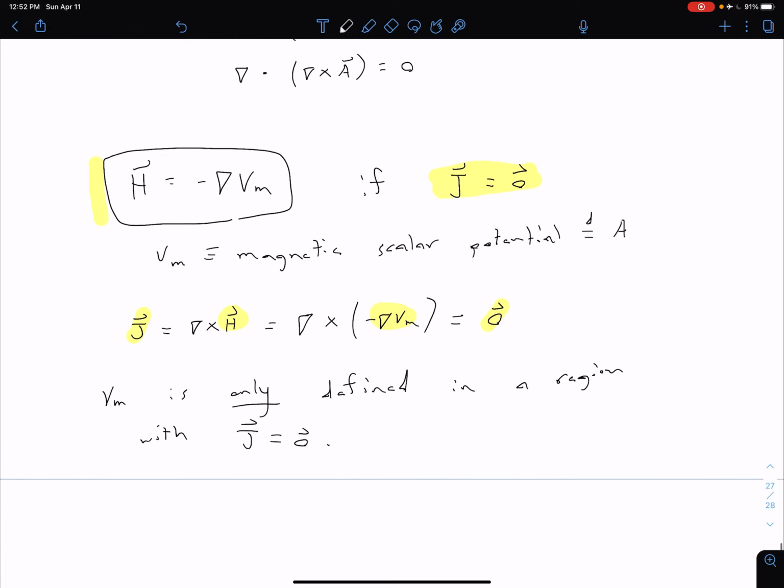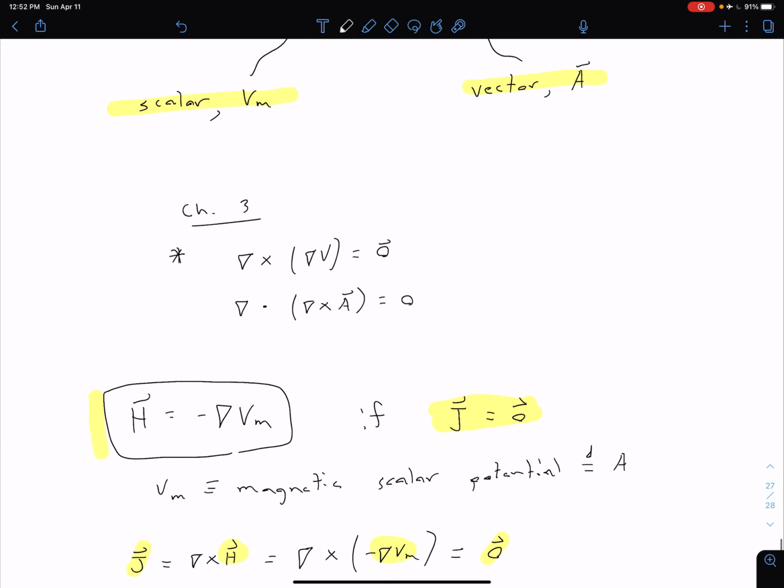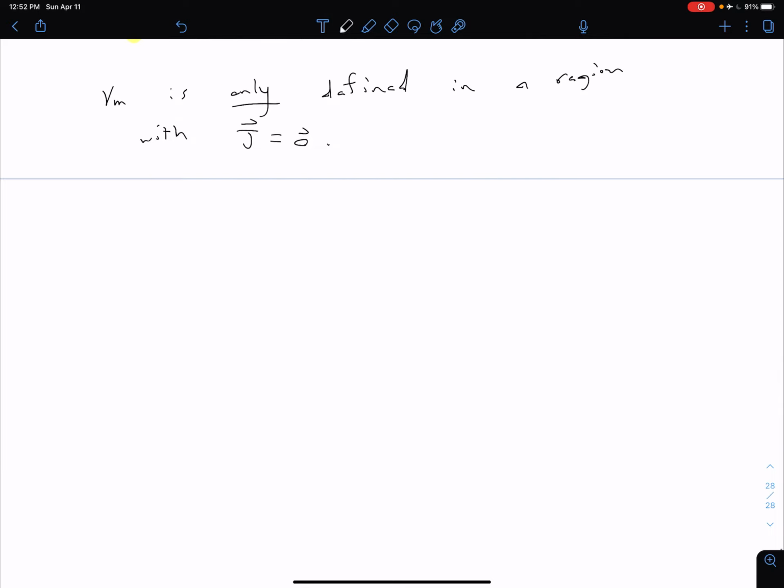Okay, so now let's move on to our vector potential A. So we know from our fourth Maxwell's equation that the divergence of B is equal to 0.